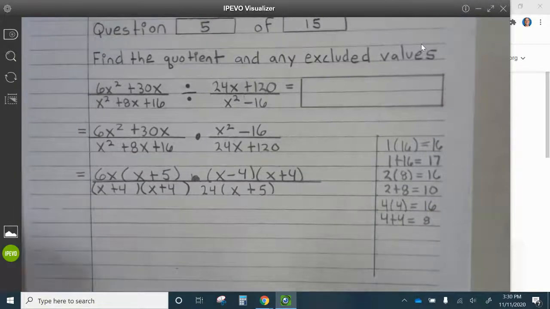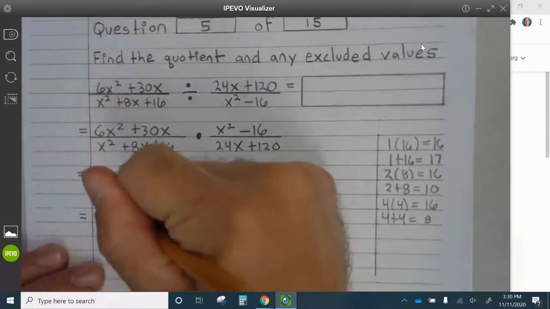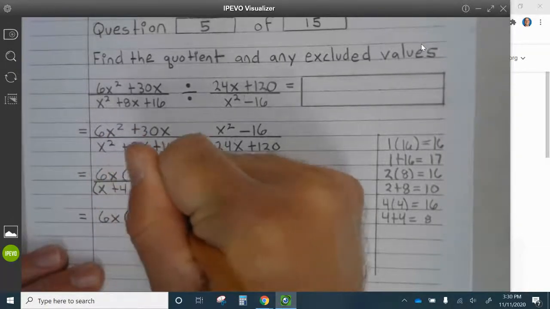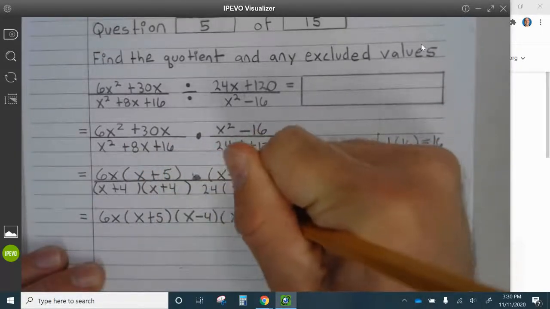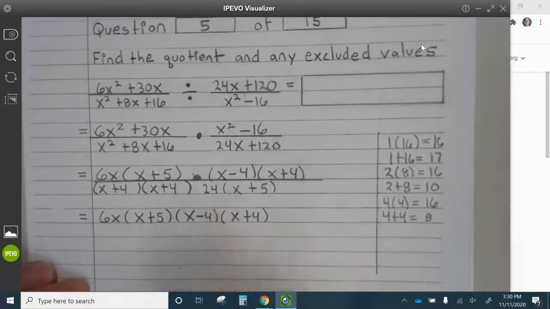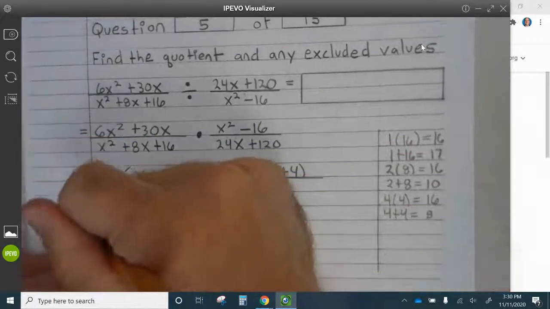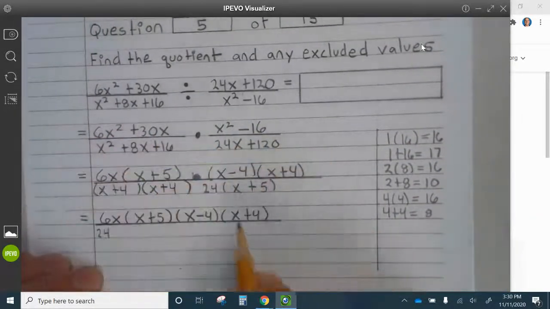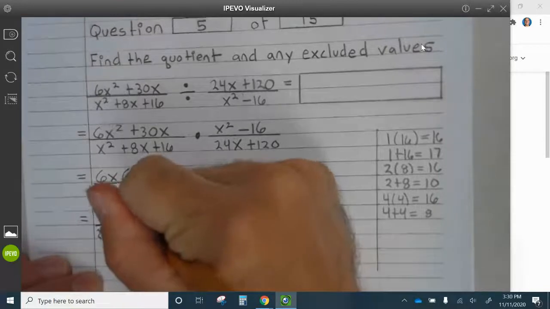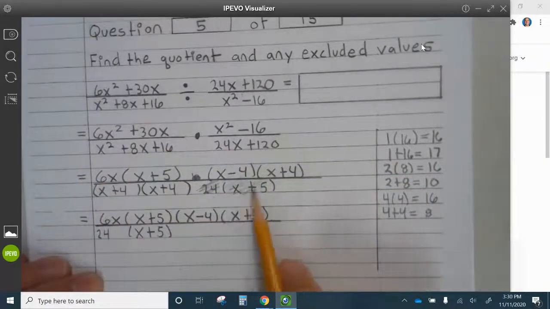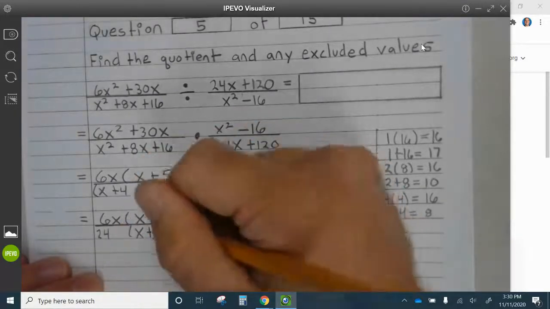Okay, now let's rearrange so we can find any special ones. So I'm going to leave the numerator alone. It's easier to rearrange the denominator to find the special one. So then that's x minus 4 times x plus 4. Okay, let's go ahead and put the 24 in front. So put 24 right here. So we're done with that. Now, do we have any x plus 5s? We do, so x plus 5. Okay, so we're done with that. Do we have any x minus 4s? We don't. So we're just going to put the x plus 4 here.